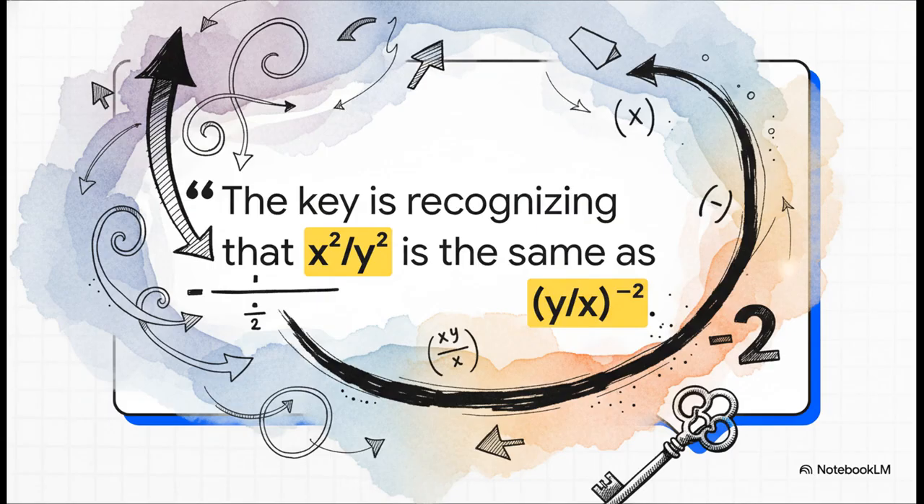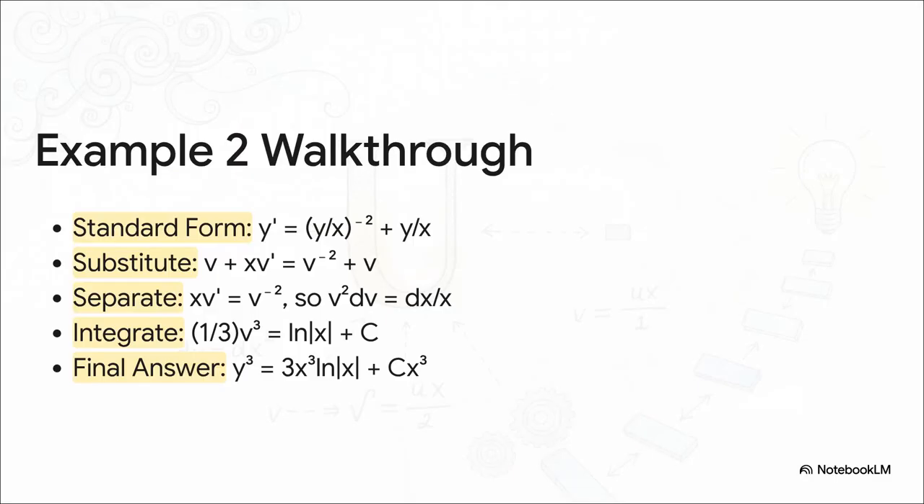So we can rewrite it as y over x to the power of -2. Spotting that little algebraic flip is so crucial. It's a common place to get stuck, but it's the move that cracks this whole thing open. And once we've done that, guess what? We're right back to our comfy 5-step recipe.